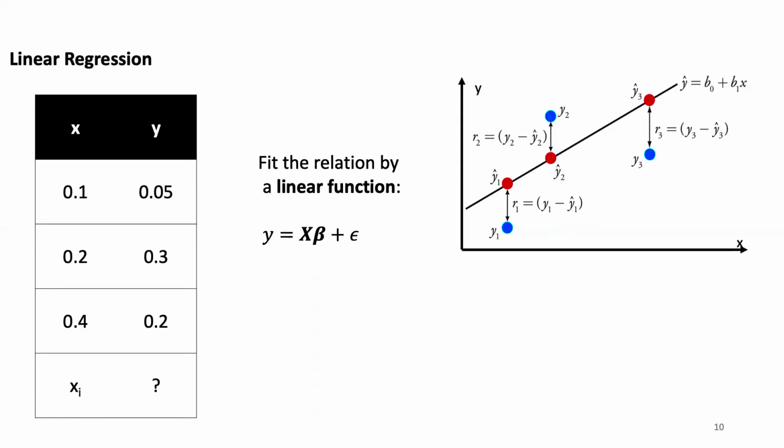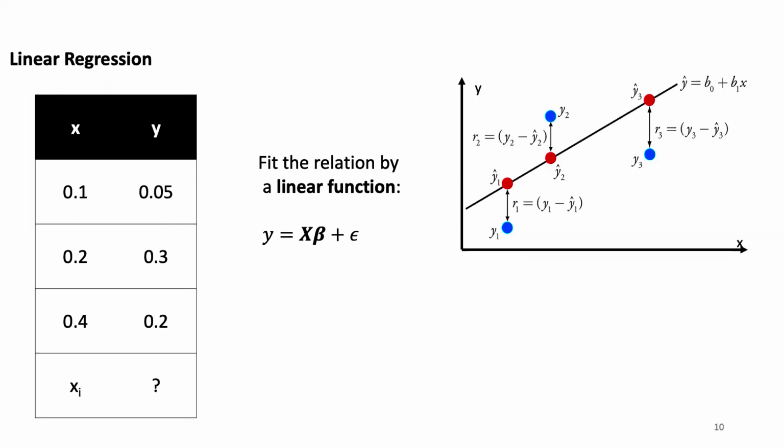And if we plot the data and the regression function together on the right, you can see the blue dots are your data points. And the corresponding outputs predicted by the regression function are the red ones. The difference between the data and the prediction is called the residual.